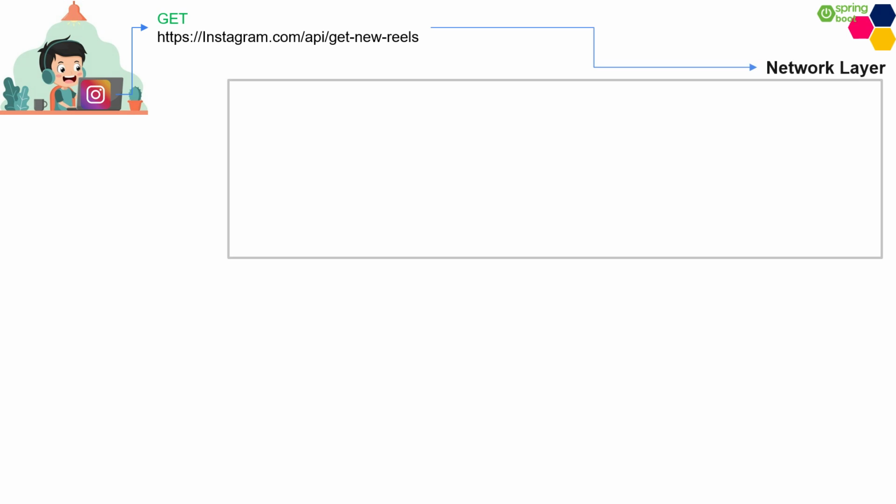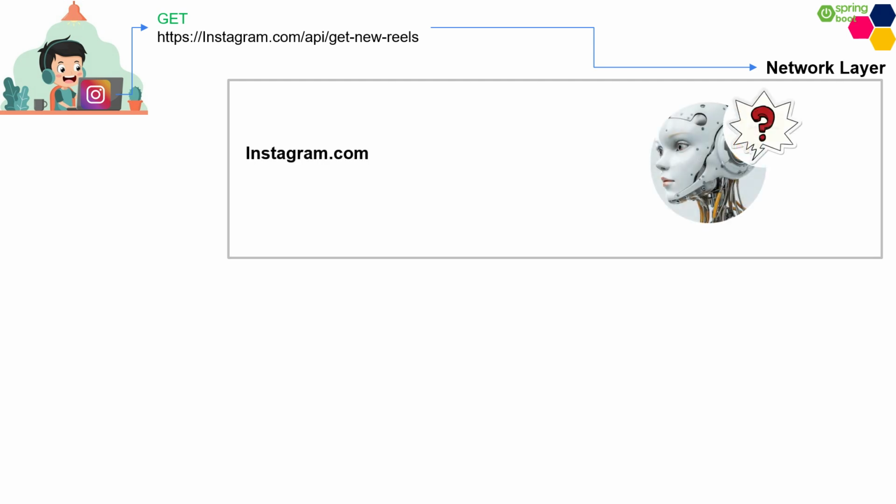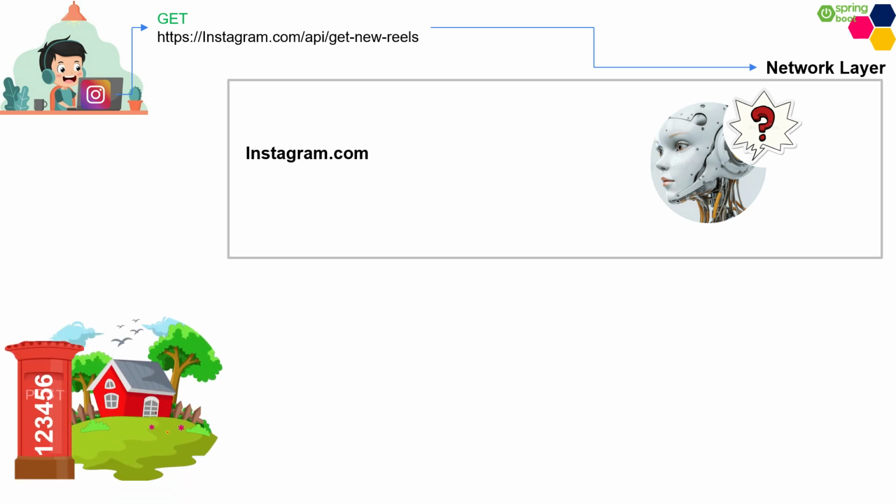Now, let's talk about what happens after the request leaves your phone or browser. It enters the magical world of the internet, the network layer. Imagine you're sending a letter. You write the address as localhost or maybe Instagram.com, but the internet doesn't really understand names, it understands numbers. So, just like the post office uses a PIN code, your app uses something called DNS to turn that name into an IP address. Once that's done, a connection is made.